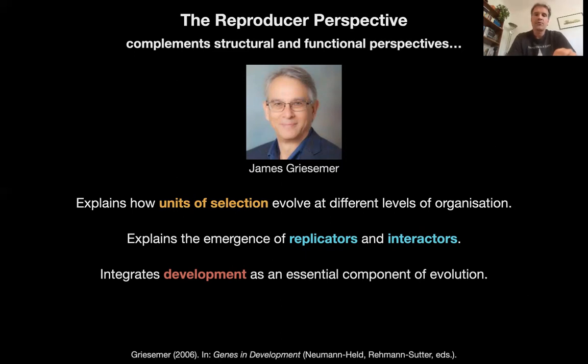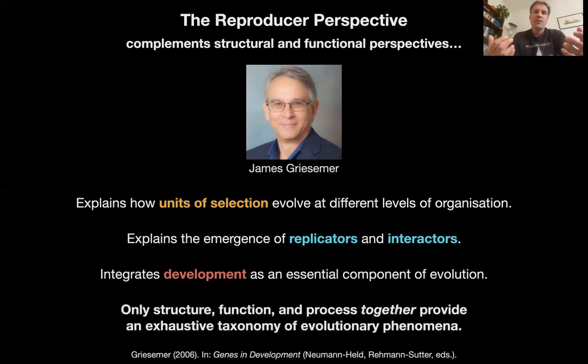So the main point here is that only the structure, function, and process perspectives together provide an exhaustive taxonomy of evolutionary phenomena. These are the words of James Griesemer, of course. And so just like in Aristotle's four causes, remember, you need all four. The four causes are really different types of explanation. And Aristotle believed you need answers to all four questions. The same here: you need answers to the structural question, the functional question, and the process question, and together they provide an understanding of evolution.